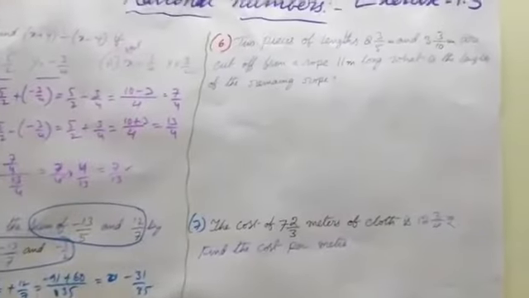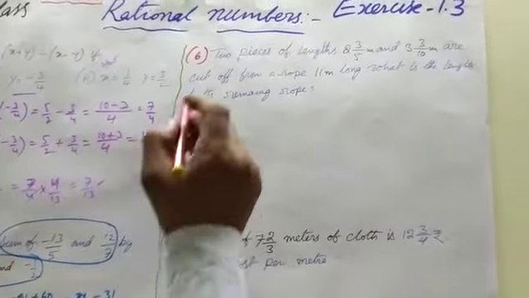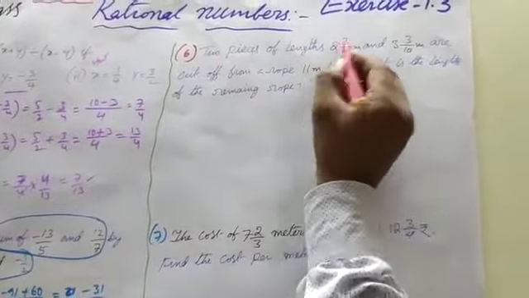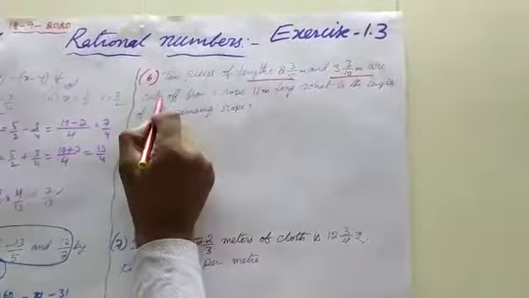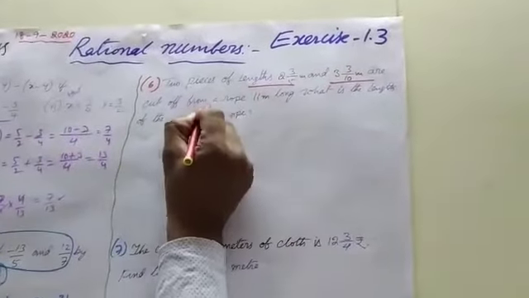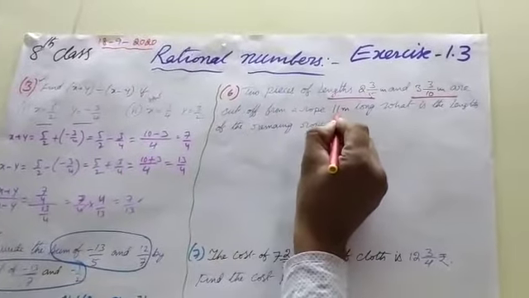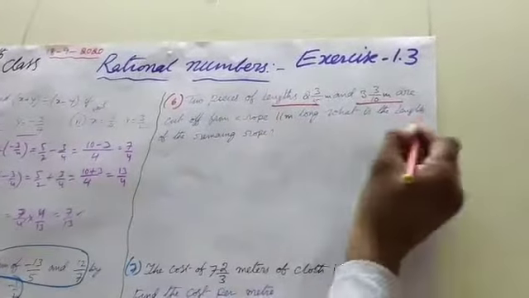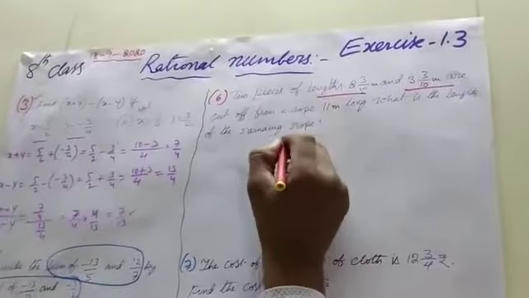Go to the 6th Roman. This is one piece, this is the second piece. Two pieces are cut off from a rope 11 meters long. What is the length of the remaining rope?